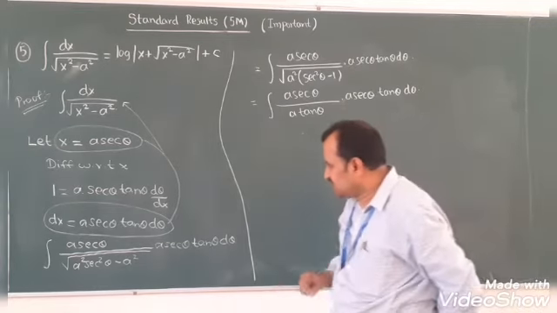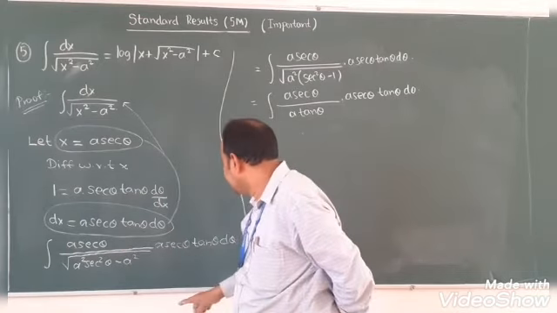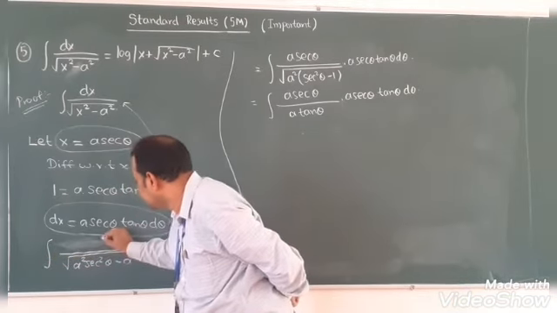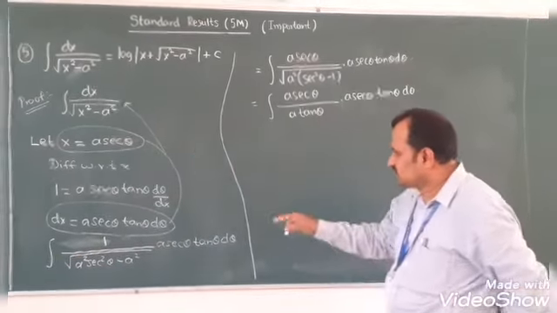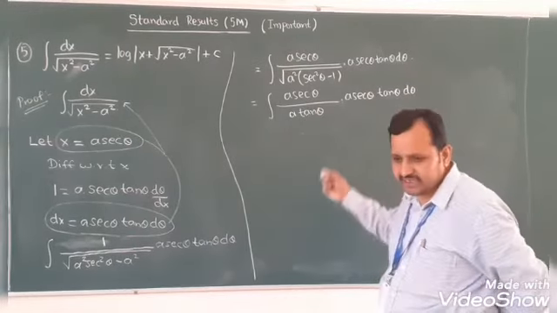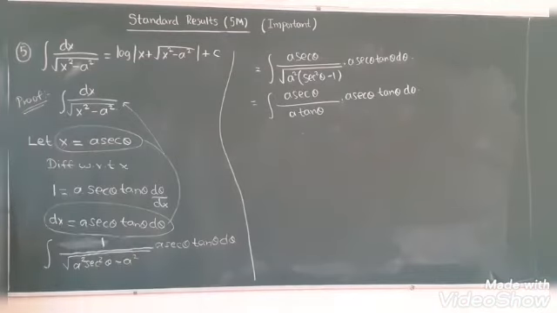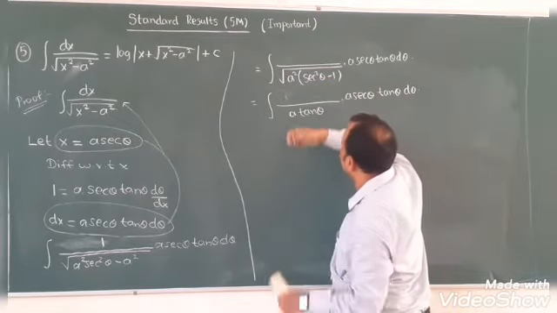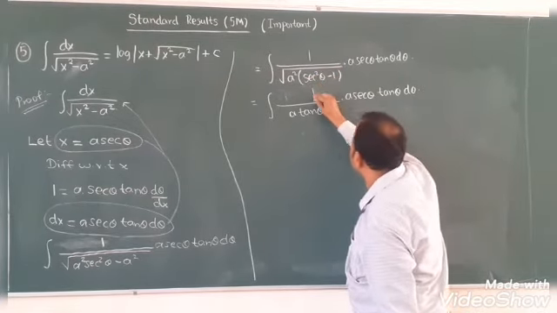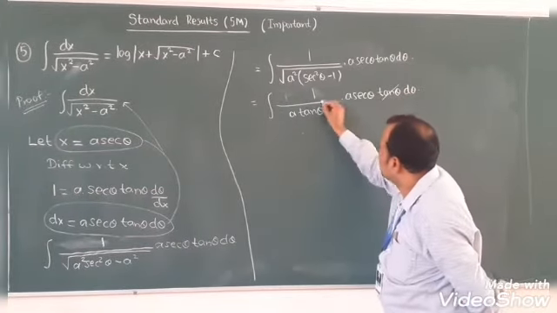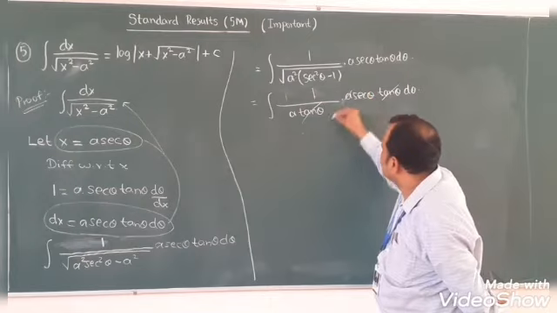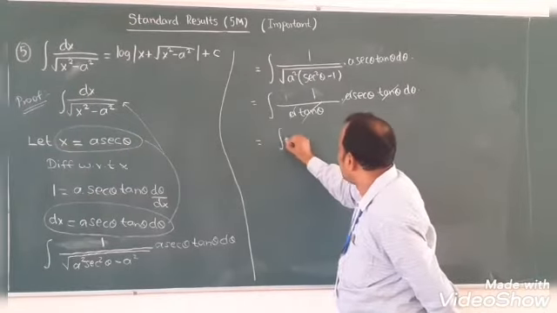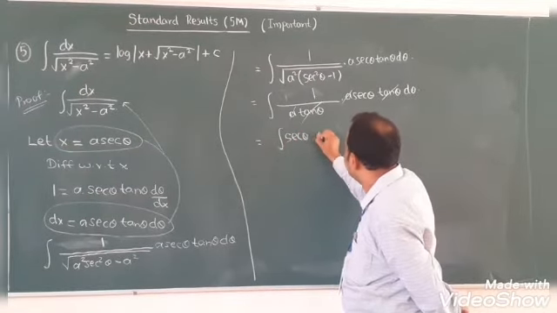So you can see here, dx I have written here, yes or no? So this step will not come here, I can say 1 will come here. So 1 by this will come, so here also you will get 1 only. Already I have written here, so here also 1 will come. So you can see here, tan theta cancels, a cancels, so secant theta. You will get integral of secant theta d theta.